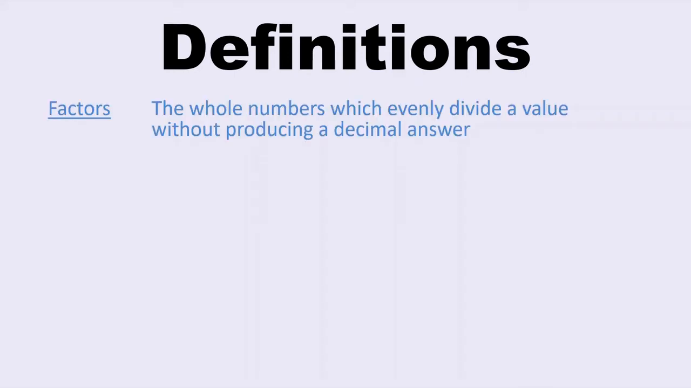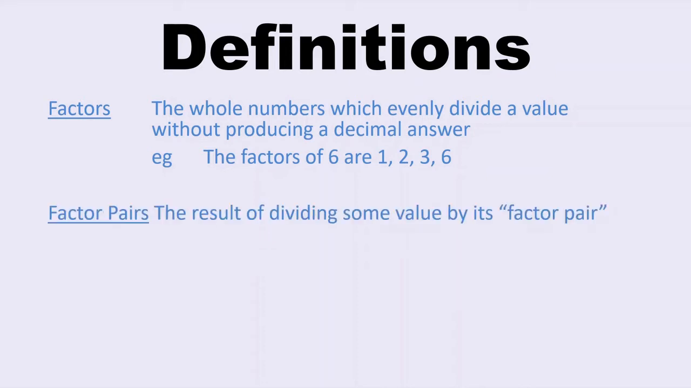First of all, let's start with some definitions, and you're going to want to write these down. Factors are whole numbers which evenly divide a value without producing a decimal answer. For example, the factors of 6 are 1, 2, 3, and 6, because we can divide 6 by any of these values and we get a whole number answer.